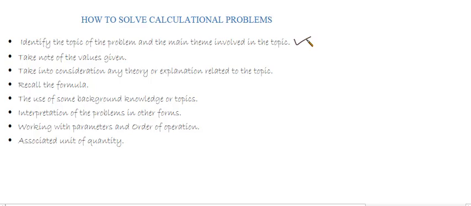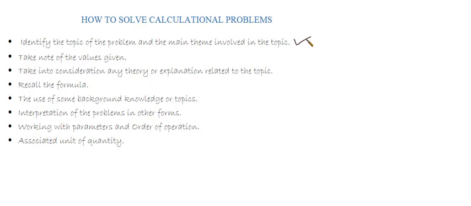Now the next step is to take notes of the values given. Each question would have values or parameters given, and this is what you have to work with to get an answer, and this answer you now use to work with the values that were given to calculate your final answer. Or in some cases you just use the values that were given to you and work with them to calculate your final answer.